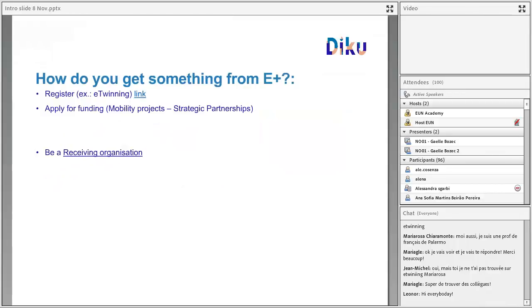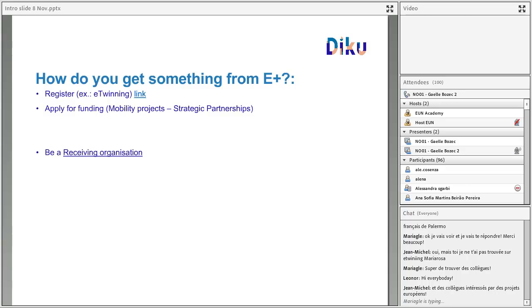So, how do you get something from Erasmus Plus? Well, two things. Either you participate in things that are free of charge. Everything in Erasmus Plus is free of charge when you are engaging, it's not costing you money. But there are actually activities that don't get you money. Like if you are using eTwinning, you're part of Erasmus Plus, but it doesn't give you money.